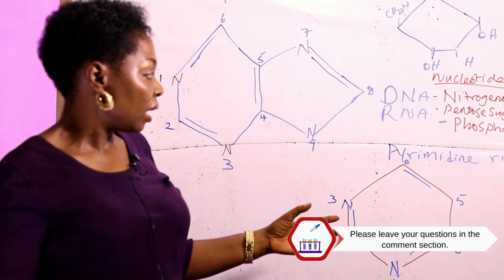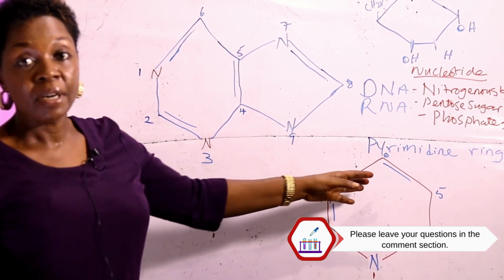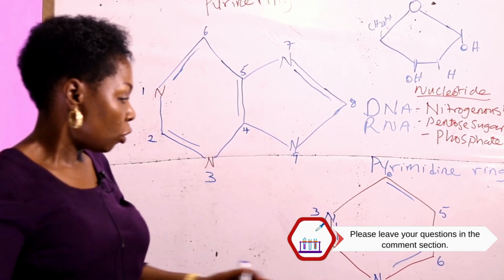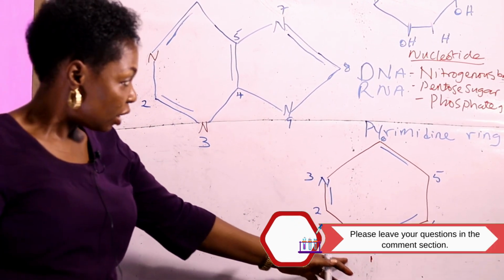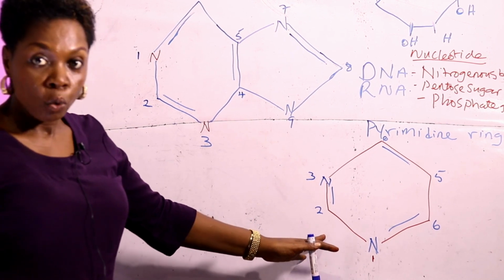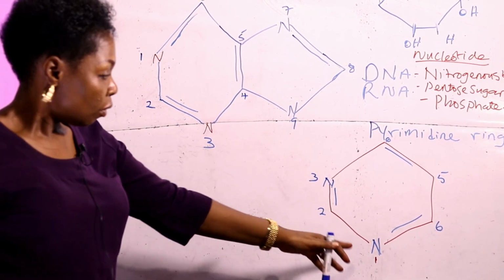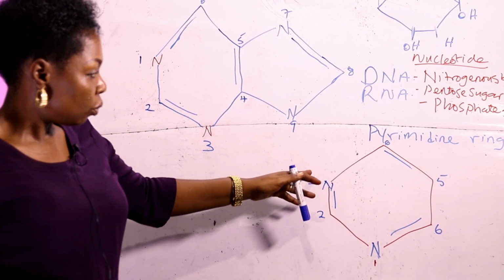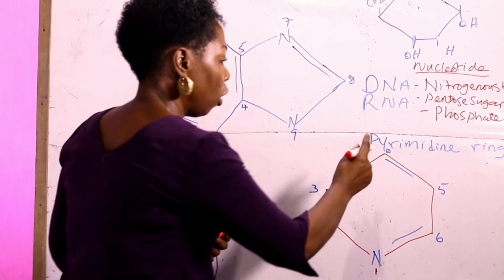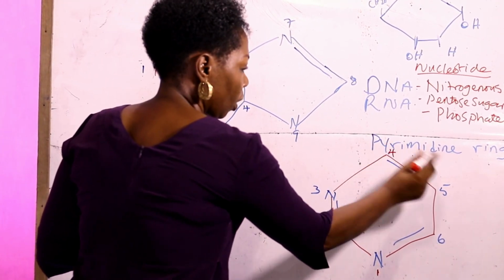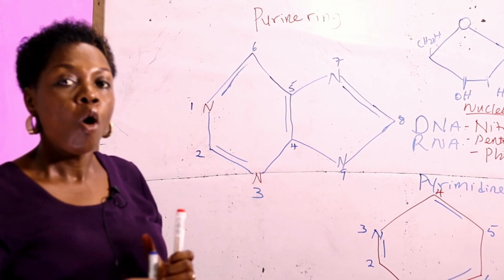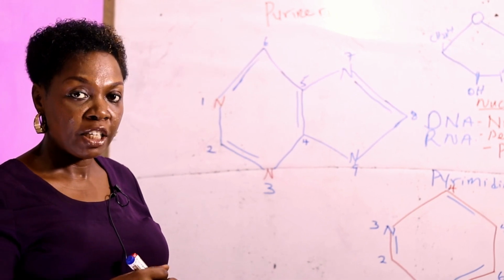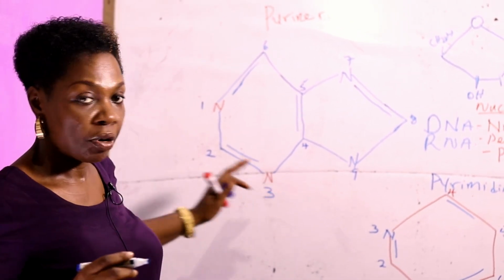Now let's look at the pyrimidine ring. The pyrimidine ring is made up of a 6-membered ring structure. Notice the numbering begins from here, which is point 1, 2, 3, 4, 5, and 6.